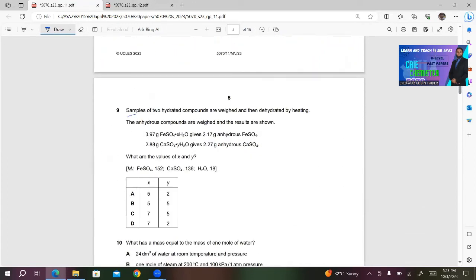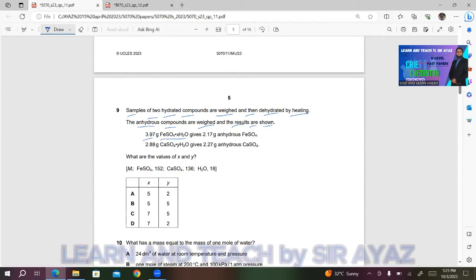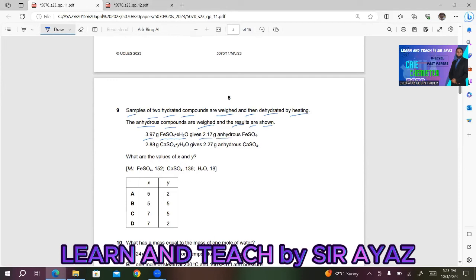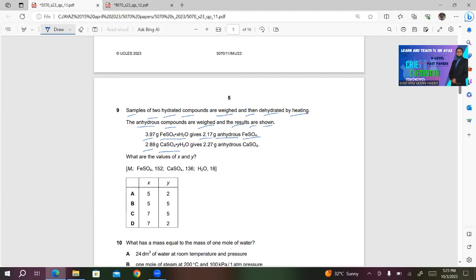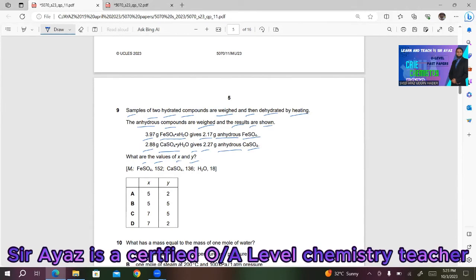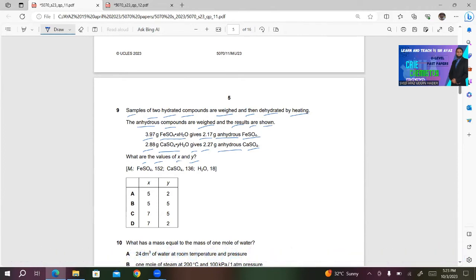Number 9, samples of 2 hydrated compounds are weighed and then dehydrated by heating. The anhydrous compounds are weighed and the results are shown. 3.97 gram FeSO4.XH2O gives 2.17 gram anhydrous FeSO4. 2.88 gram CaSO4.YH2O gives 2.27 gram anhydrous CaSO4. What are the values of X and Y? So first of all, I need to calculate the moles for these FeSO4 and CaSO4.